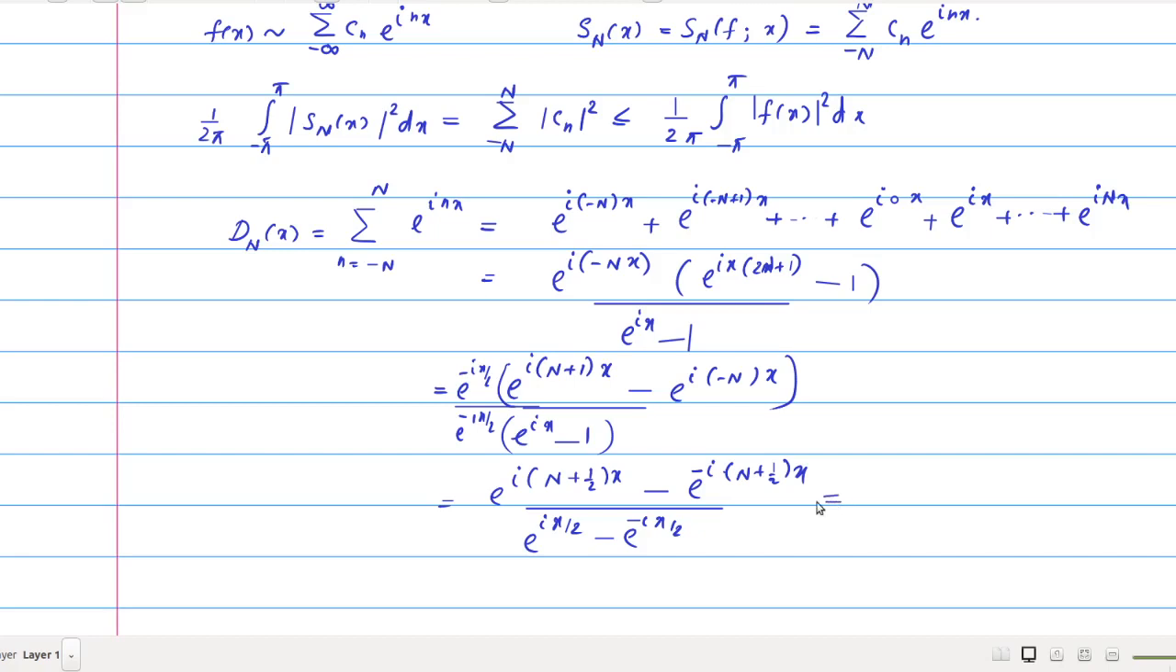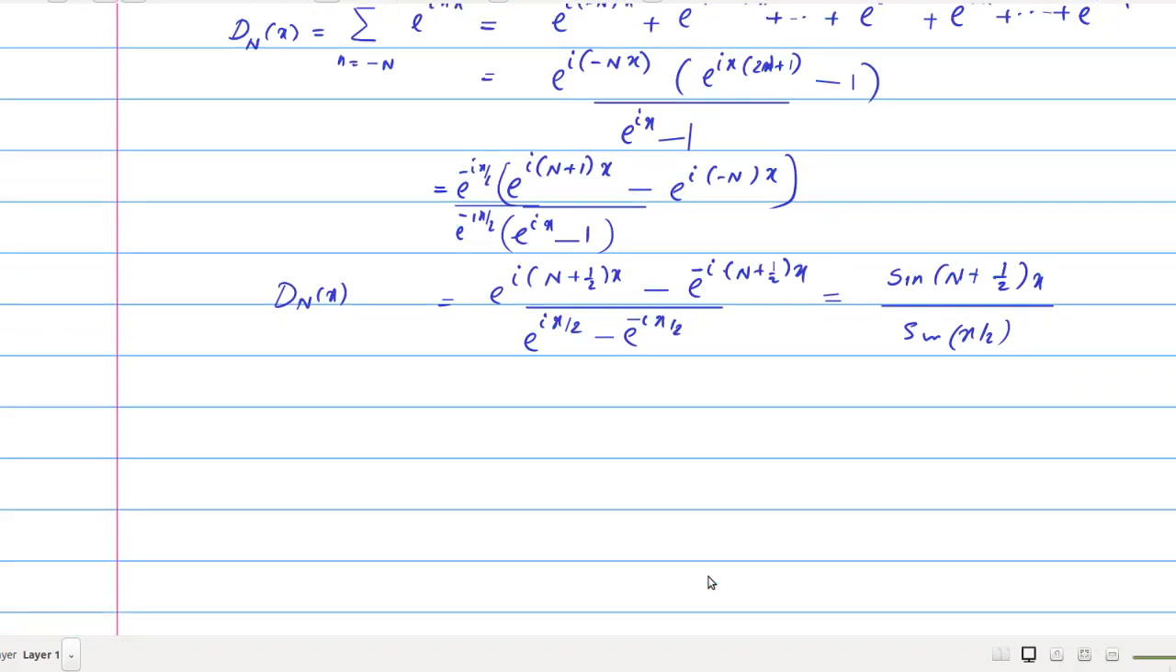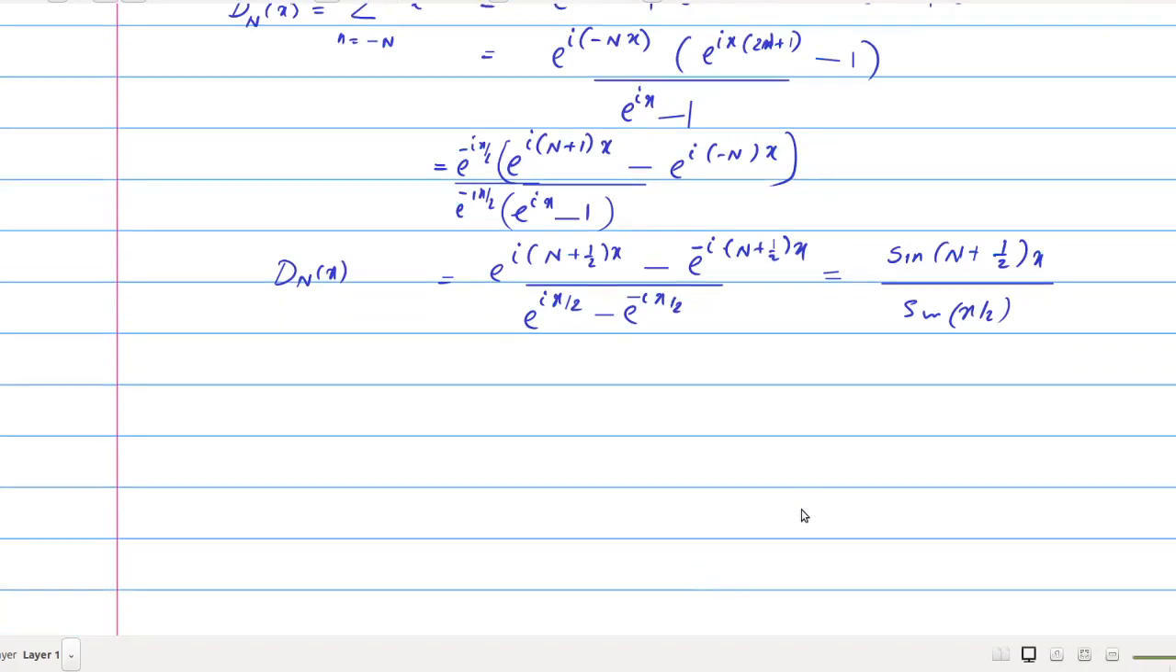Now we can replace this with the sine function. This is e^(ix) minus e^(-ix), so that is sine of (n plus half)x over 2i, and the denominator will be sine of x/2 over 2i. You can cancel 2i, and this becomes sine of (n plus half)x divided by sine of x/2. So this is the Dirichlet kernel Dn of x. Using this Dn of x, we can get a better expression for our Sn of x.